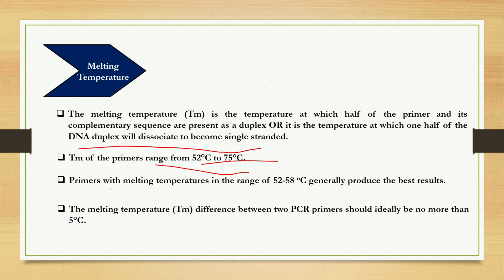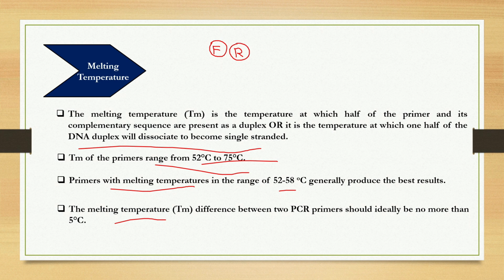Now the primer with melting temperature in the range of 52 to 58 degrees Celsius is considered to be ideal as it provides the best results. Okay. Now, the second thing that you have to keep in mind before designing your primer is the melting temperature of the forward primer and your reverse primer. The difference between the melting temperatures of these two should not exceed 5 degrees Celsius.